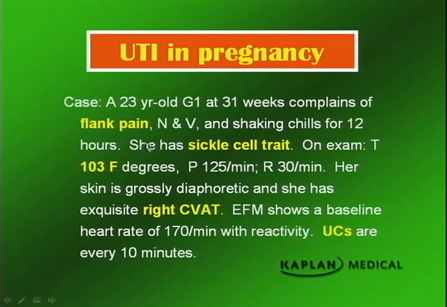So she has flank pain, she has sickle cell trait, and there we have the increased risk of urinary tract infections with sickle cell trait. On exam, she has 103 degrees fever, her pulse is elevated, respirations are elevated, her skin is grossly diaphoretic, she has exquisite right costovertebral angle tenderness. What do you think her insensible fluid loss is? With a high fever, with high respiratory rate, and with sweating. Many of these patients are significantly dehydrated, and they need to have a couple of liters of IV fluids in order to return their urine output to normal.